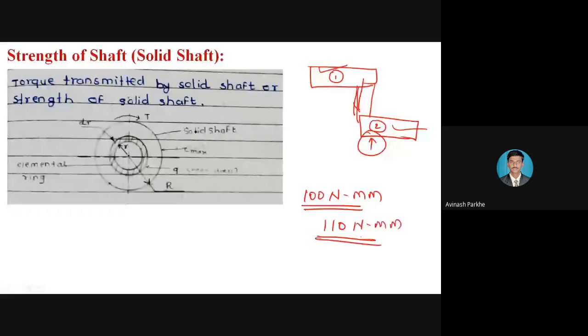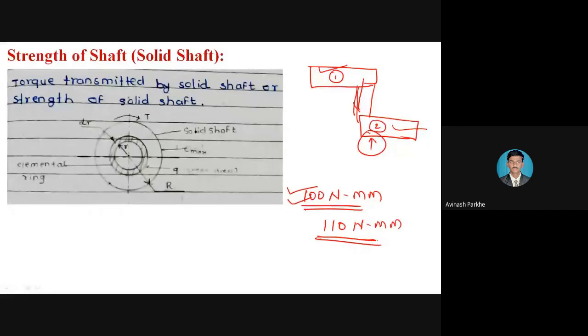then there may be a possibility of failure. The limit is to transmit torque up to 100 Newton mm only, because that shaft is designed to transmit up to 100 Newton mm only. But if we are transmitting 110, there may be a possibility of failure. Therefore, to check the strength of the solid shaft or the hollow shaft, I have to check their torque transmitting capacity.